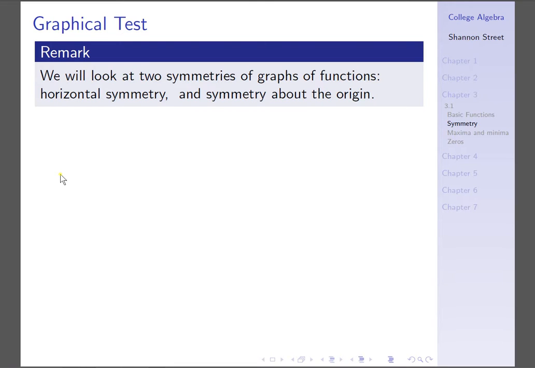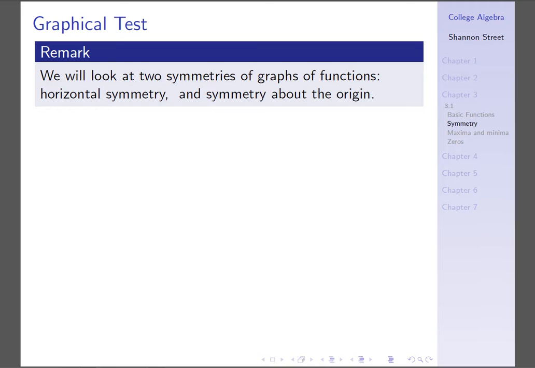Owing to some technical difficulties with the pen that I normally use, I will be recording the rest of the lecture for 3.1 using a PowerPoint type presentation. So the next topic that I wanted to look at is the idea of symmetry. We've seen a couple of graphs already that exhibit a certain symmetry.